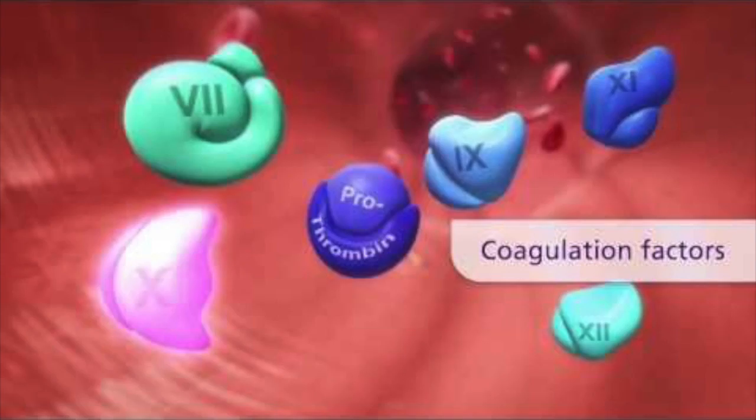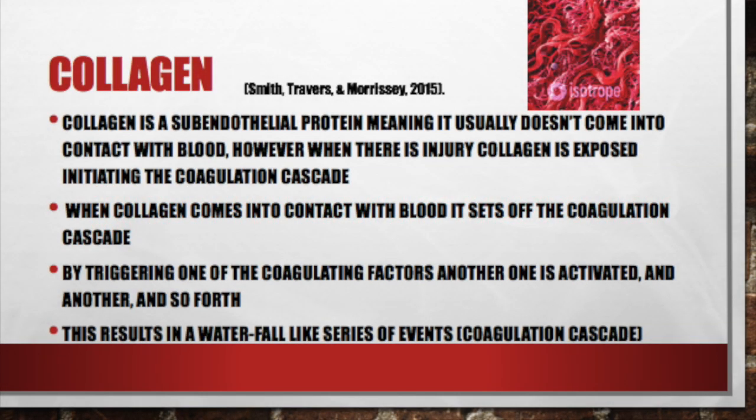In Sally's blood is a group of proteins called coagulation factors, and these are usually produced by the liver. When activated, these proteins set off a series of reactions called the coagulation cascade. There are 2 ways Sally's body can trigger the coagulation cascade. First is through a tissue factor known as collagen. Collagen is a subendothelial protein, meaning it would usually stay beneath the surface of Sally's blood vessel. However, when she cut herself, collagen became exposed, triggering the activation of one of her coagulating proteins.